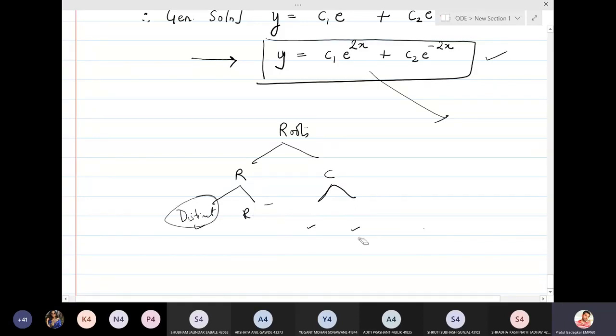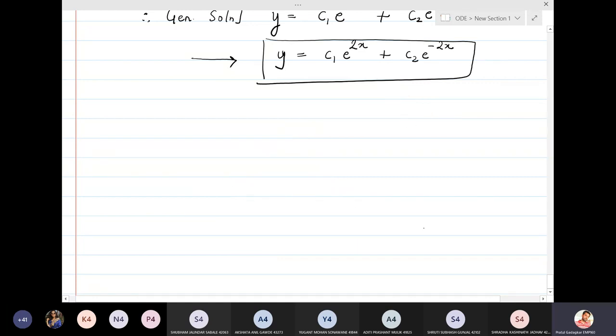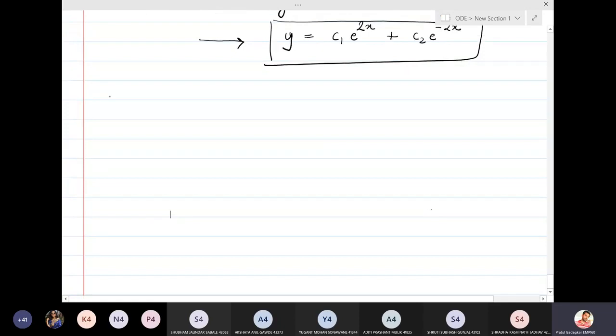Let me take one more example. Find the general solution.